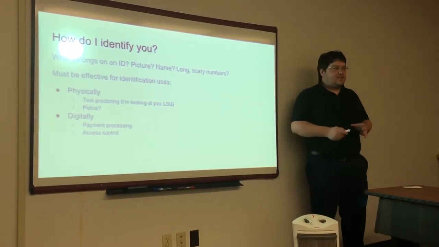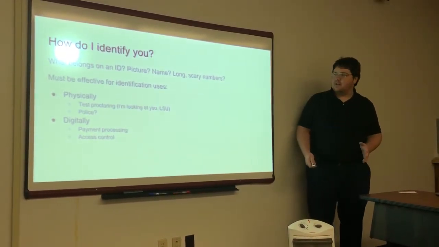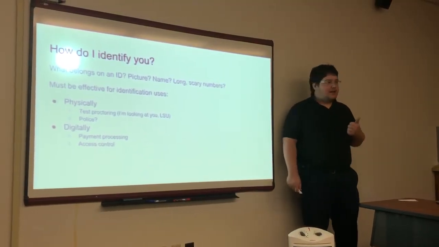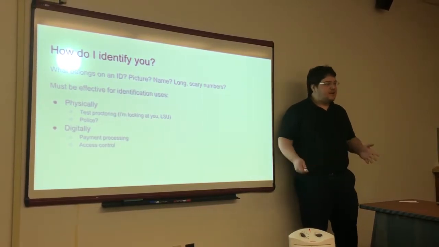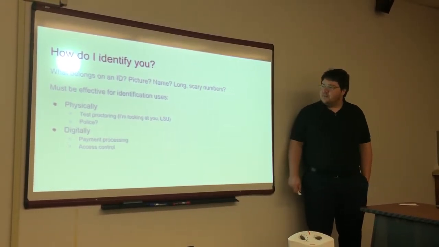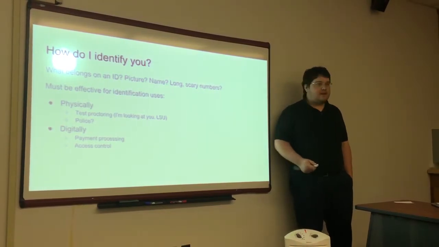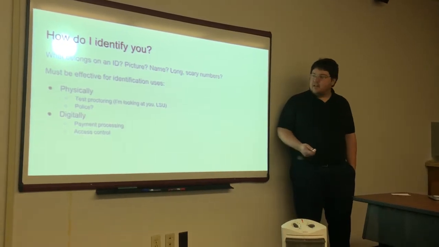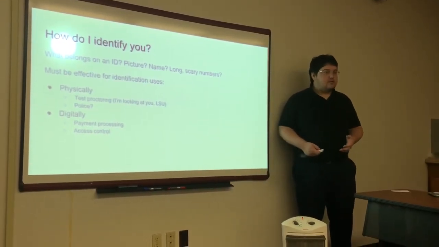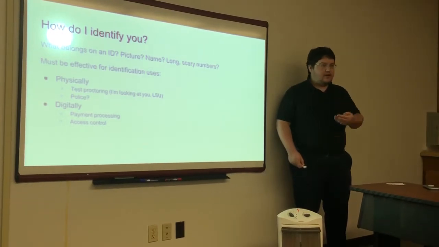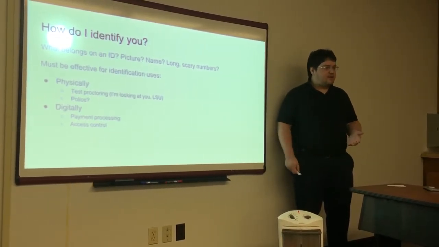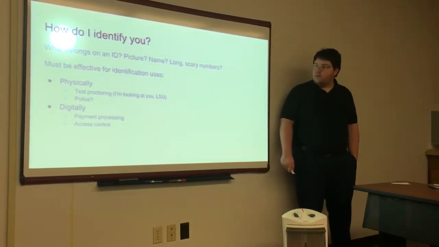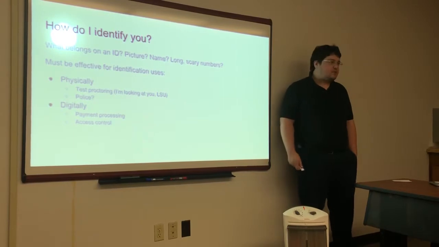Alright, let's talk about how we're supposed to identify somebody. What belongs on an ID? We think about a picture, a name, maybe some long, scary numbers. All this needs to be effective for identifying you physically and digitally. Physically, on a college campus, you would want to look at somebody's picture on their ID, look at the person, see that they match, and then they're good. That would be an example of when you'd use a card for, say, test proctoring.